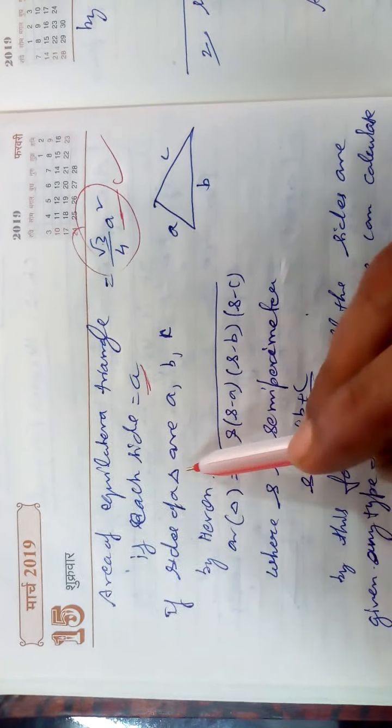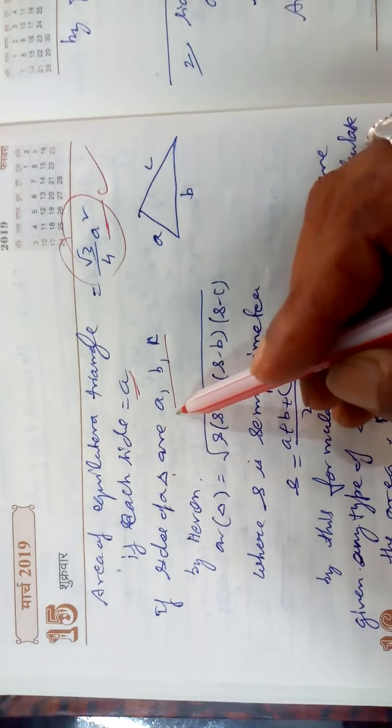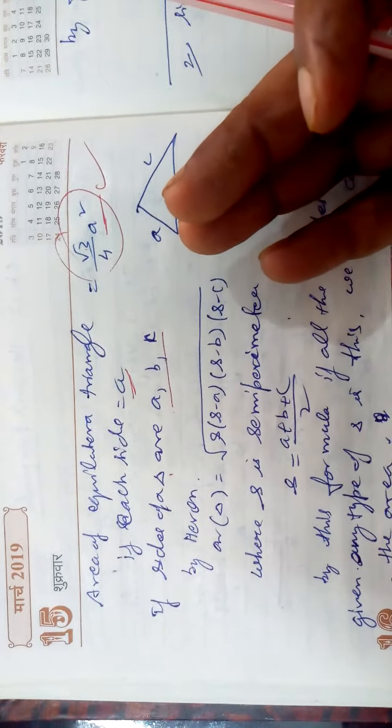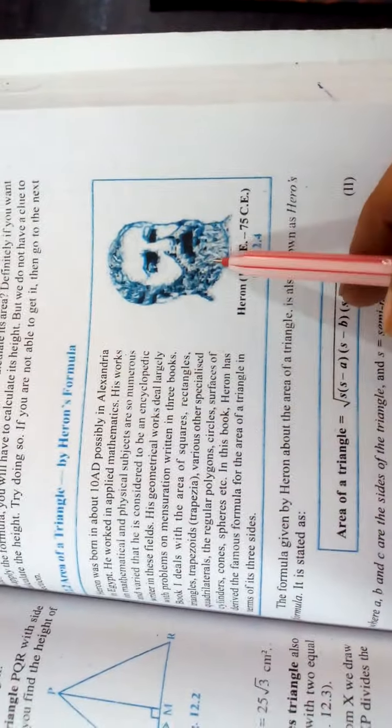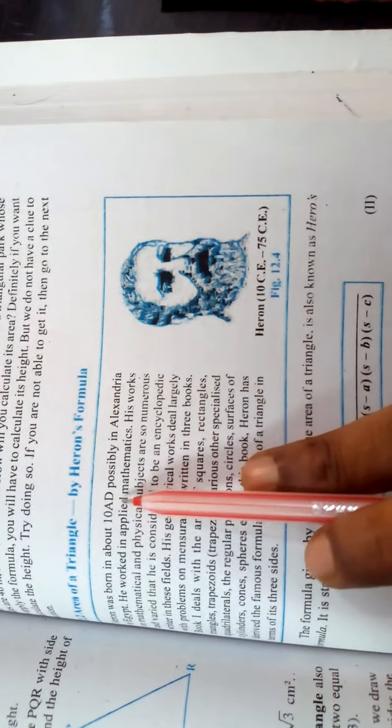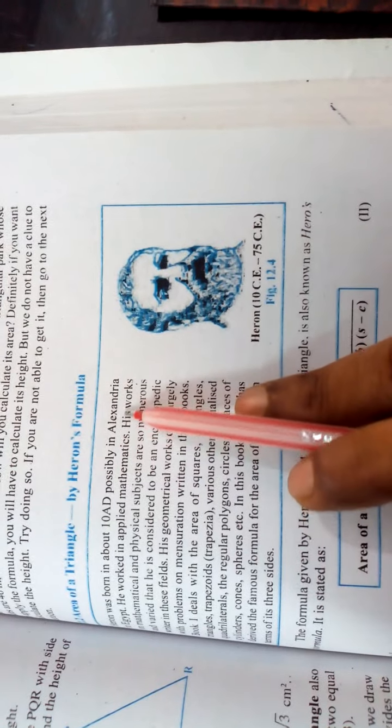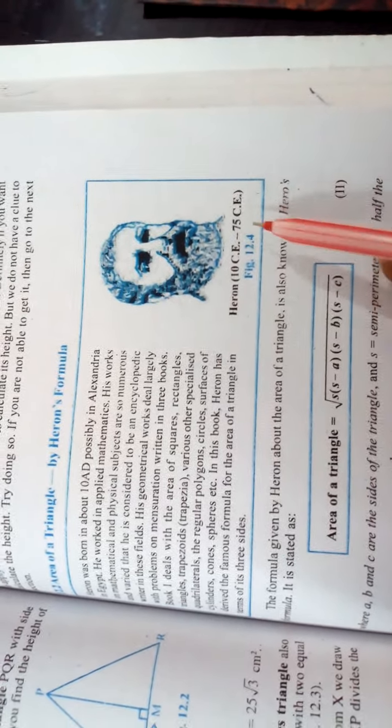If the sides of any triangle, scalene, isosceles or equilateral, are A, B and C, then Heron, a mathematician from about 10 AD, possibly in Alexandria in Egypt, has given a basic formula, which is this.